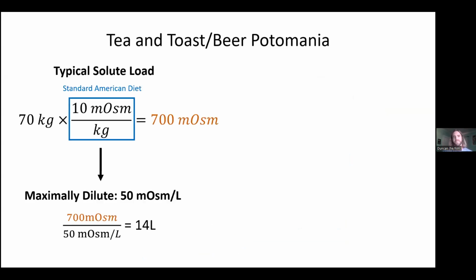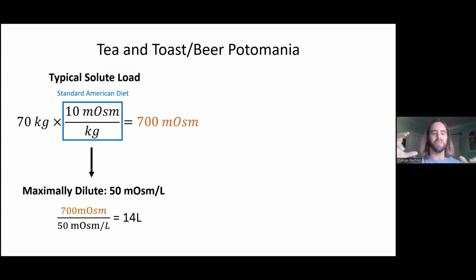So again, we just went through what a typical solute load is. With a standard American diet, you're getting about 10 milliosmoles of solute per kilogram, from protein and salts. With a maximally dilute urine, we can break down that 700 milliosmole solute load. That gives us about 14 liters of free water that we can take in, and our kidneys can handle it just fine. We don't develop hypotonicity.